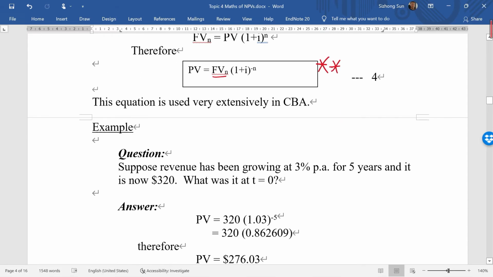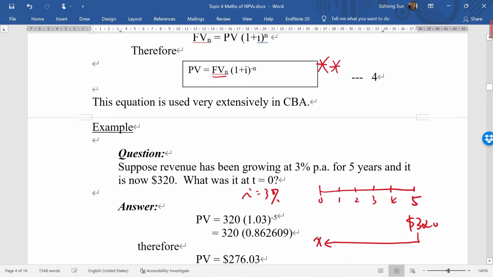Let's look at examples. Suppose revenue has been growing at 3% per annum for 5 years, and it is now $320. So what is it at t equals 0? So we have 0, 1, 2, 3, 4, 5. It has been growing at 3%, so i is 3% for 5 years, and it's now $320. What is it at time 0? We discount back to time 0.